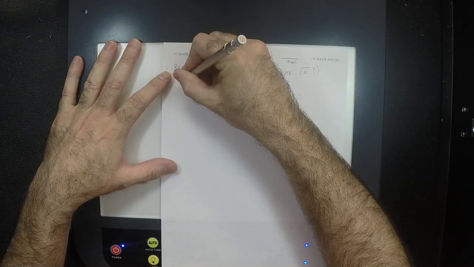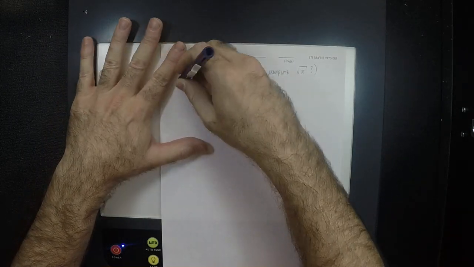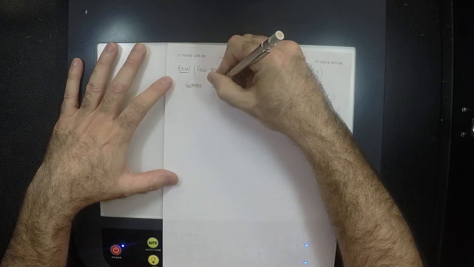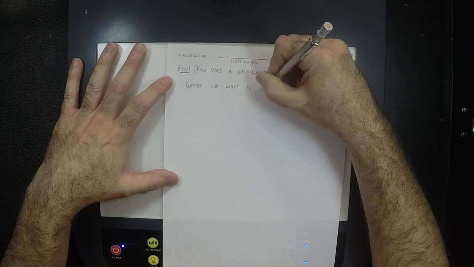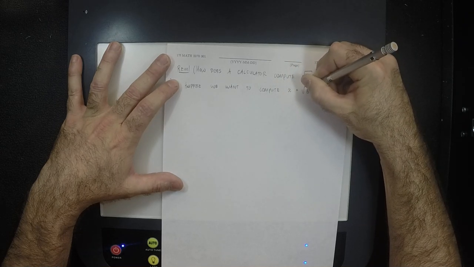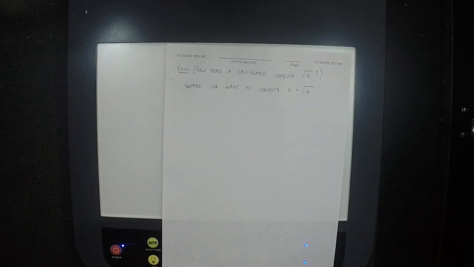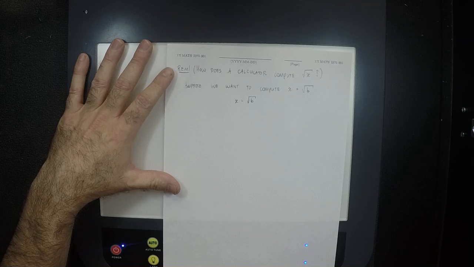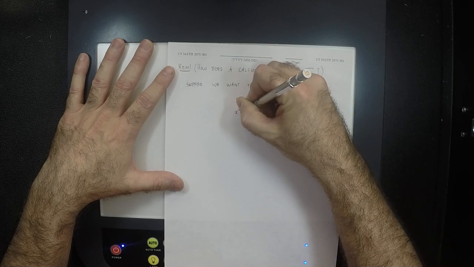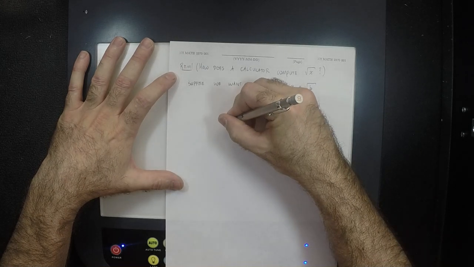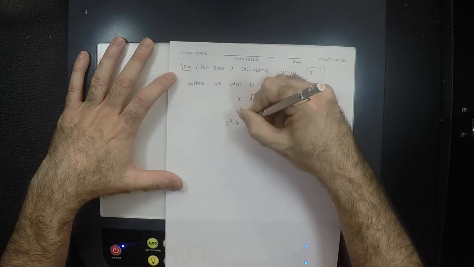Suppose we want to compute x is the square root of b, where in the calculator, b was 10. Suppose we want to do this. So this x equal to square root of b is equivalent to the equation x squared is b, moving the radical to the other side. And then that equation is in turn equivalent to x squared minus b is equal to 0.